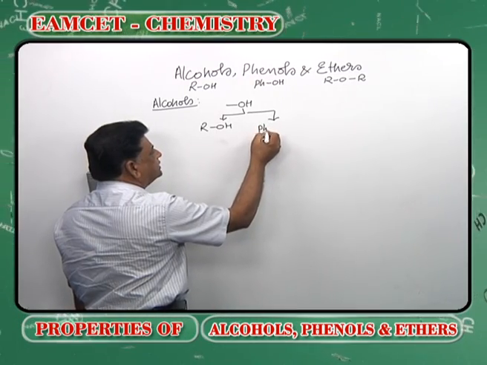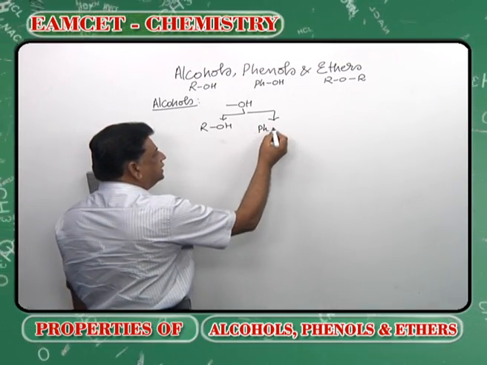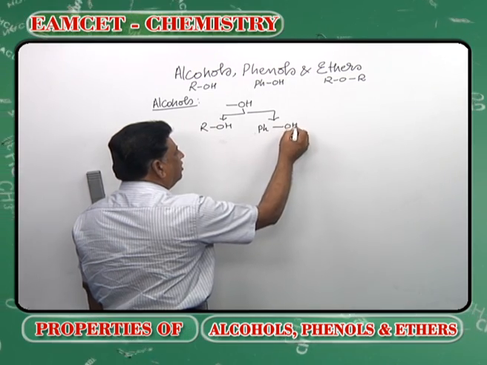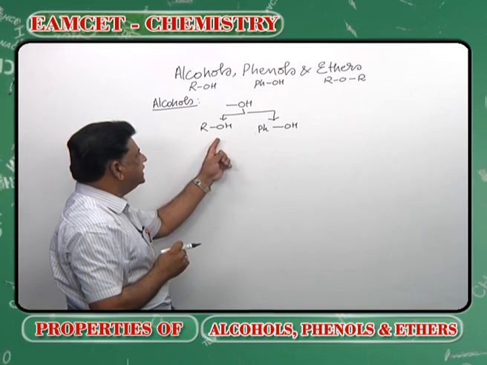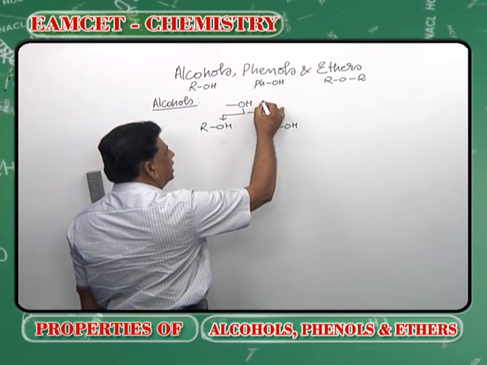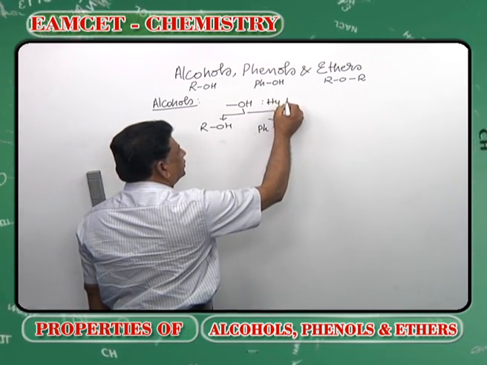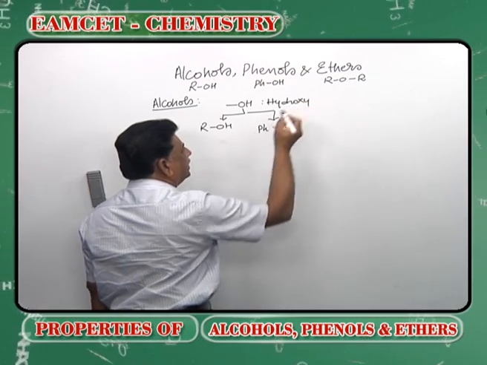An aromatic system, say a phenyl group, which is nothing but a benzene ring, they are called phenols. So, alcohols and phenols belong to the same functional group called the hydroxy functional group. They are hydroxy compounds in fact.